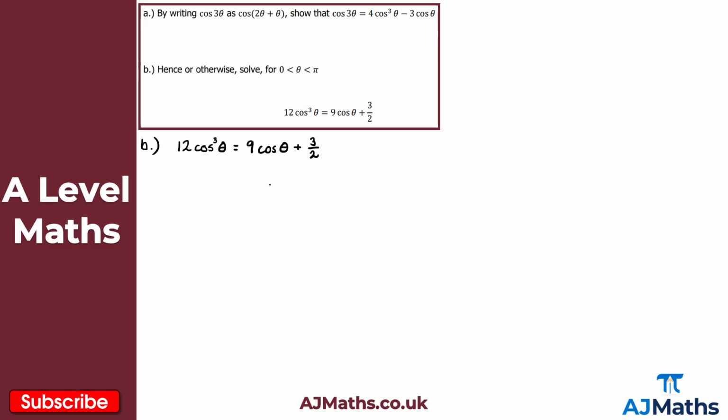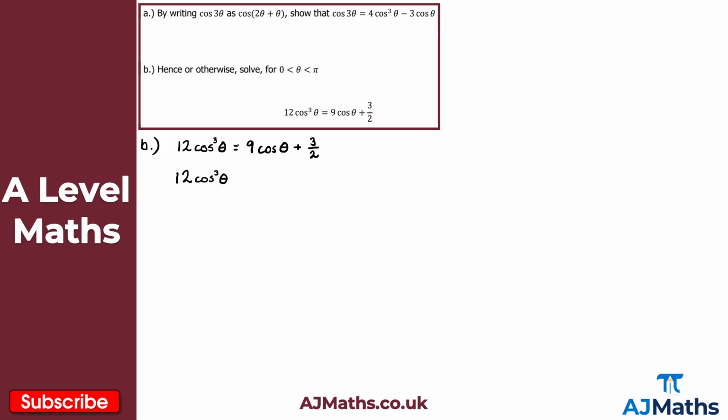Now, because it says hence, that would suggest that we're going to use our answer in part A to help us answer part B. What I also noticed straight away is that if I subtract 9 cos theta off both sides, on my left-hand side we get something that looks pretty close to this here. Okay, if we do that, we get 12 cos cubed theta.